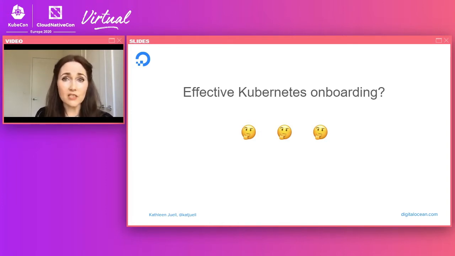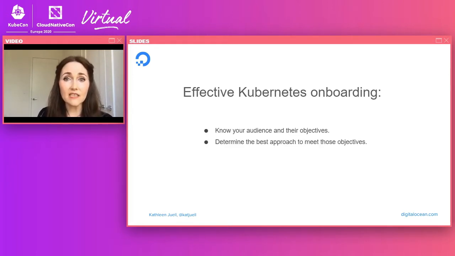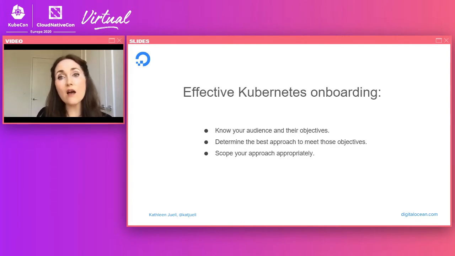So let me cut right to the chase and tell you about the approach and the principles that the team evolved in order to teach the world Kubernetes. First, know your audience and their objectives. Second, determine the best approach to meet those objectives. And finally, scope your approach appropriately. So I'll have more to say about each of these in turn.